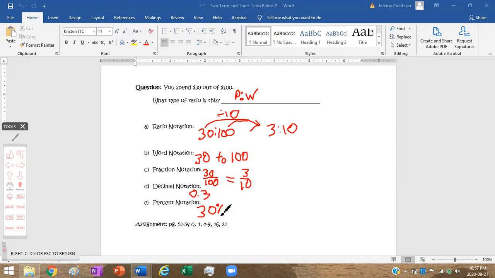Percent notation. We can take that 30 out of 100, remembering that percent means out of 100, and that's 30%. Or we take our decimal and multiply by 100. Either way is going to get us there.